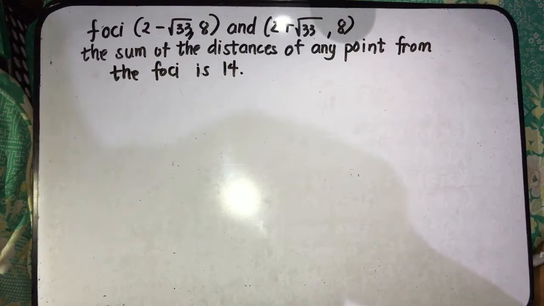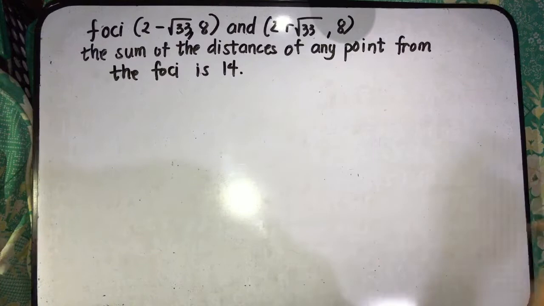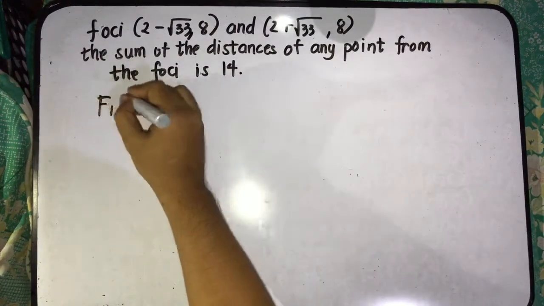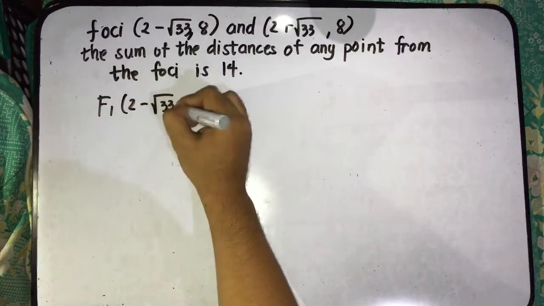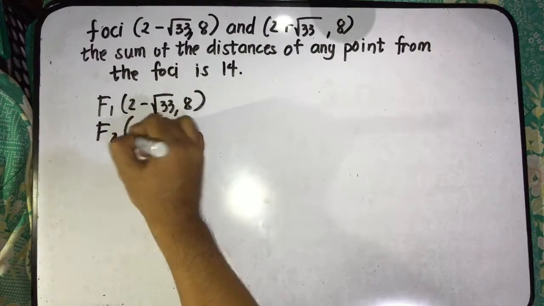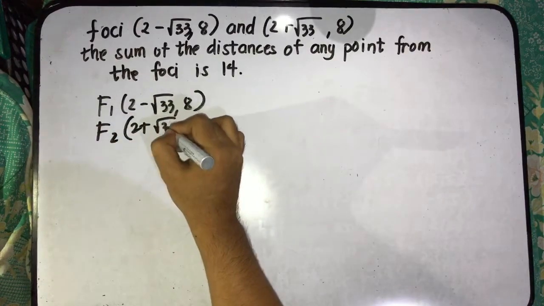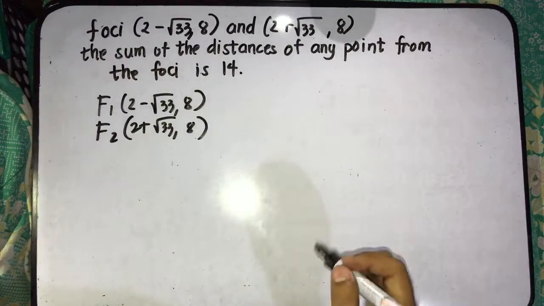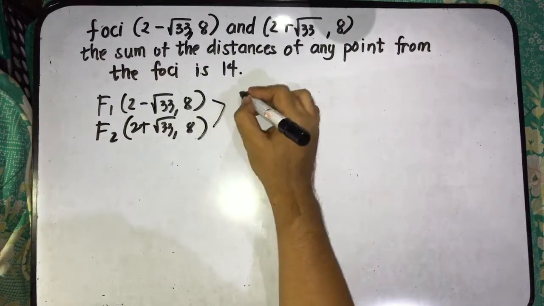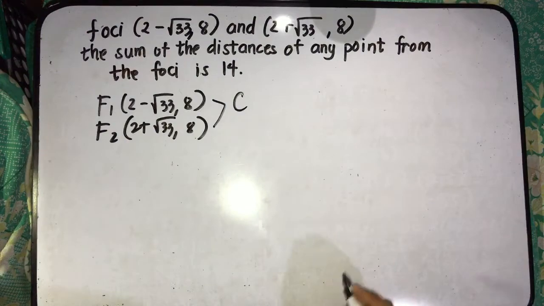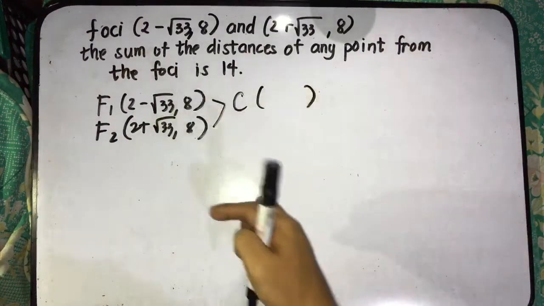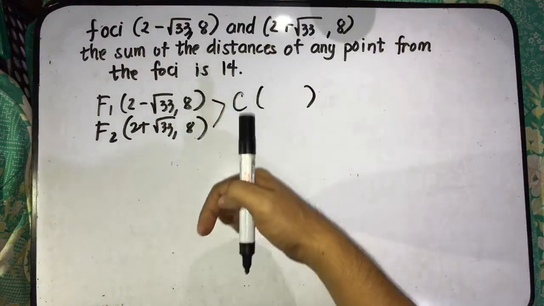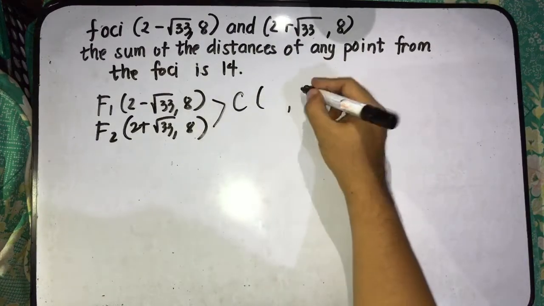Okay, binigyan tayo ng foci. 2 minus square root of 33 and 8 and 2 plus square root of 33 and 8. So, sabihin natin si F1 is 2 minus square root of 33 and 8, and si F2 is located at 2 plus square root of 33 and 8. So, binigyan tayo ng dalawang focus. So, kailangan nating makuha si center using this one. So, how do we get the center? So, dun sa y-axis, wala tayong problema. Makukuha agad natin 8 plus 8, 16 divided by 2, that is 8.